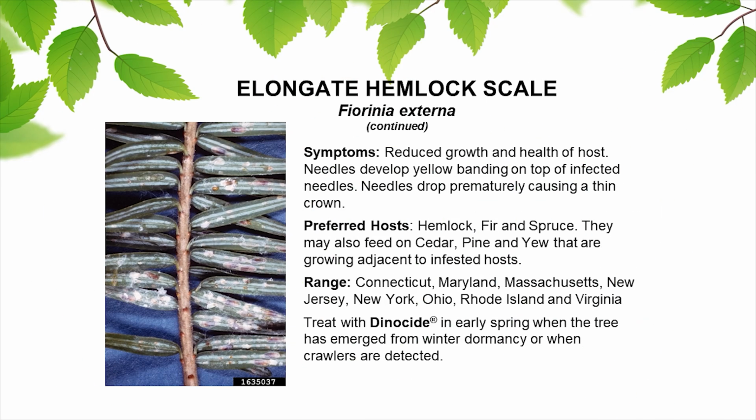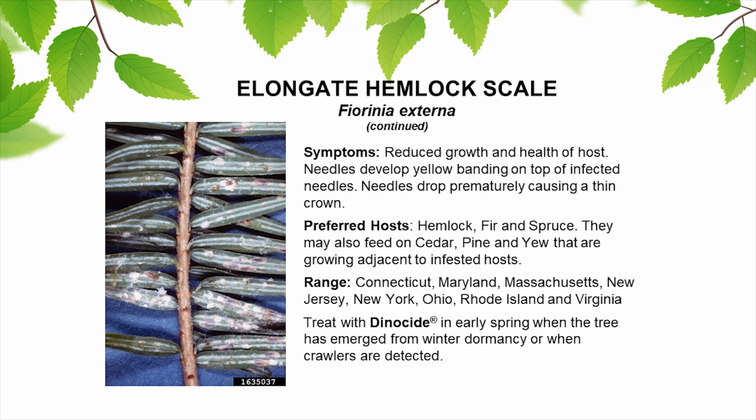The symptoms of elongate hemlock scale include reduced growth and health of the host tree. Infected needles develop yellow banding on top of the needle. Needles drop prematurely, causing a thin crown. The preferred hosts are hemlock, fir, and spruce. They may also feed on cedar, pine, and yew that are growing adjacent to infested hosts.